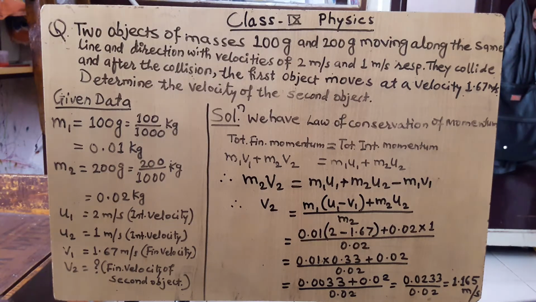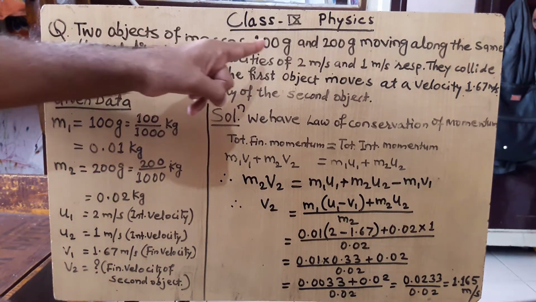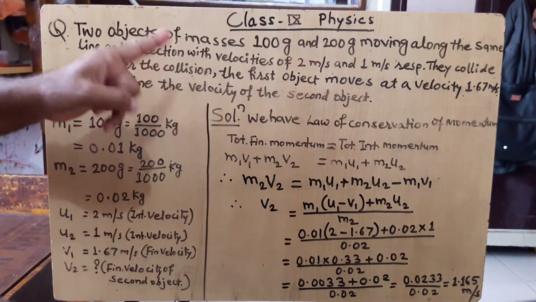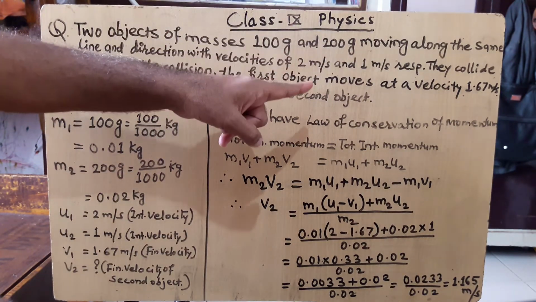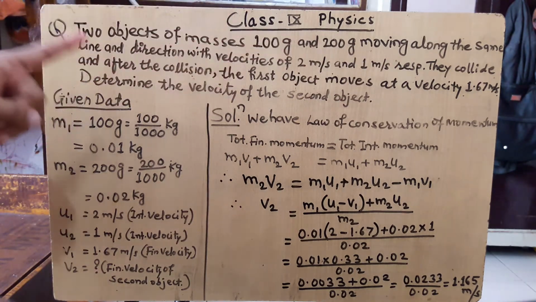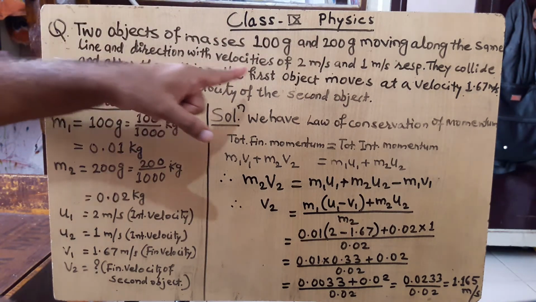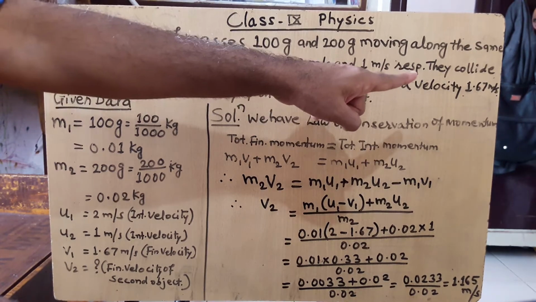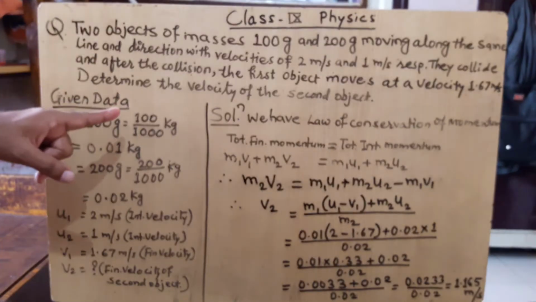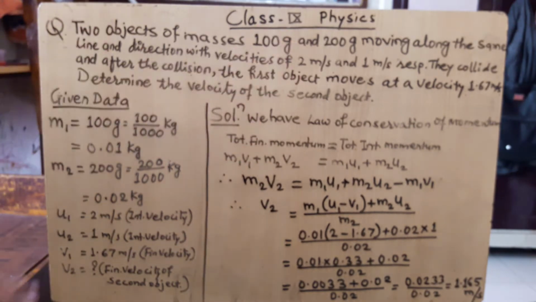The problem is: two objects of masses 100 gram and 200 gram are moving along the same line and direction with velocities of 2 meter per second and 1 meter per second respectively. They collide, and after collision the first object moves at a velocity of 1.67 meter per second. Determine the velocity of the second object.